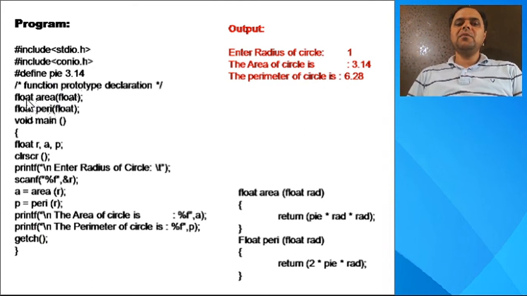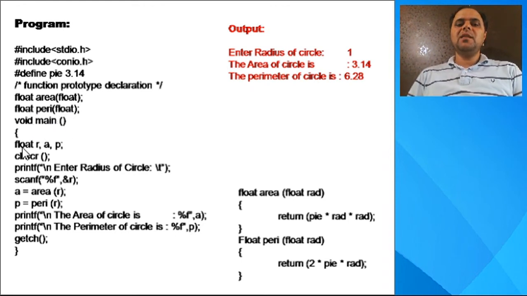Float area float, this is the fourth category of the function. It has a return type and an argument. I have declared two functions. The first function is area. Its return type is float. It means it will return a value of type float, and its argument is also float. It will also take a float value. The second is perimeter. Its return type is also float. It means it will return a value of type float, and it will also receive a float value.